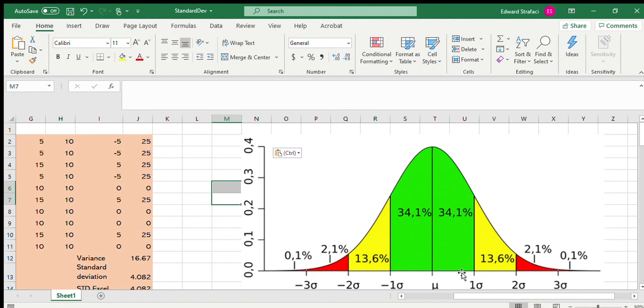In my next video, I'm going to show you how to use a z-table in order to find exact probabilities.